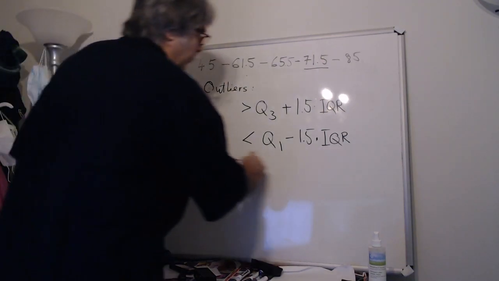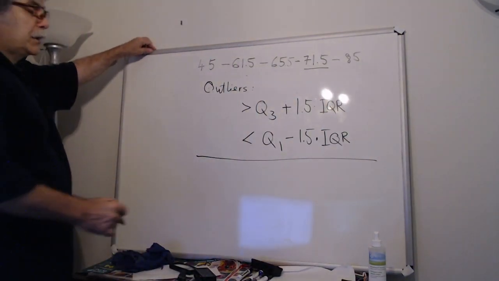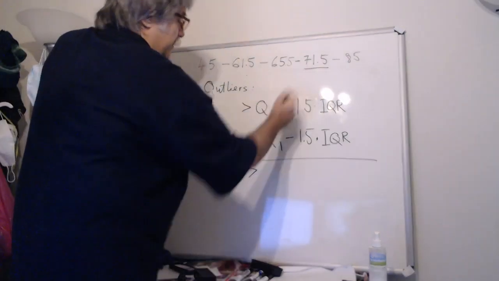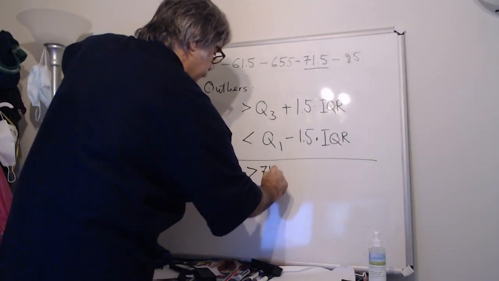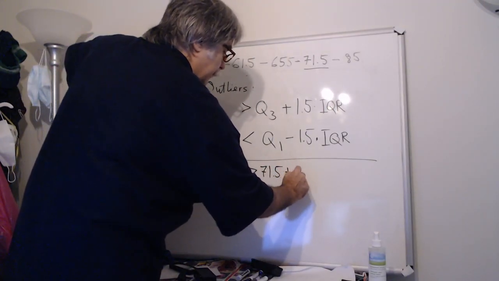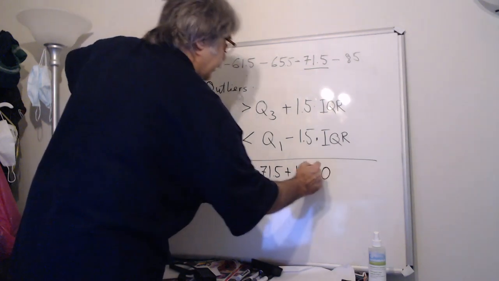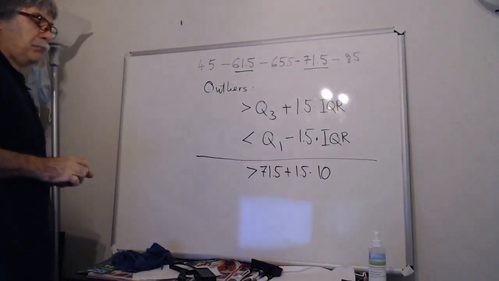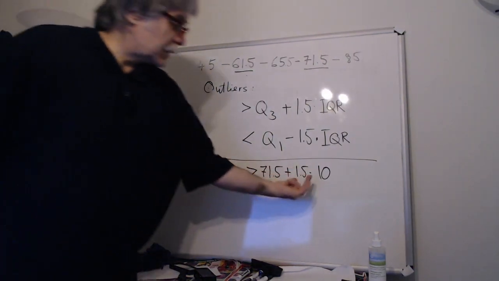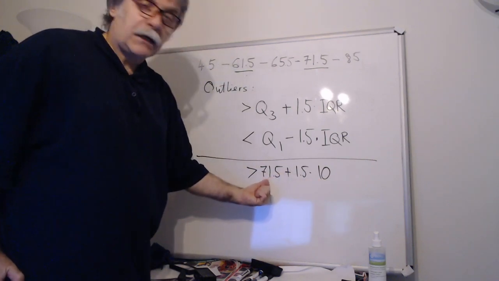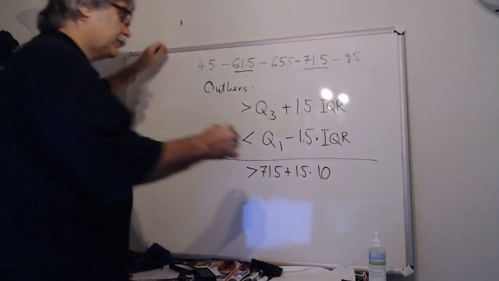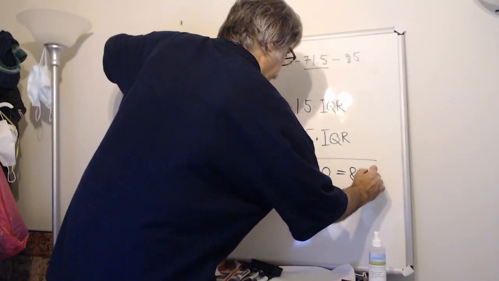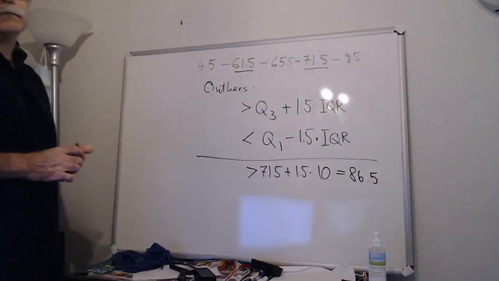So in our particular case, we are dealing with the numbers where quartile 3 is 71.5 plus 1.5 times the interquartile range, which is 10, the difference between quartile 1 and quartile 3. Now, this is 15, and when you add 15 to 71.5, you end up with 86.5. Okay?